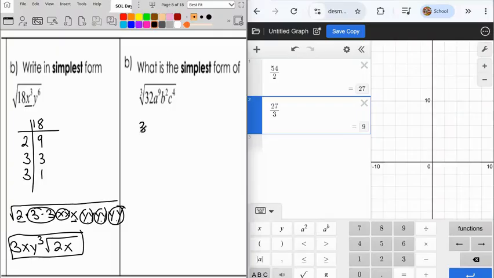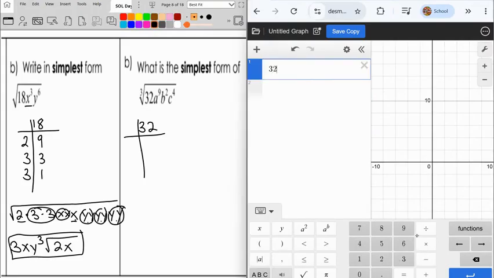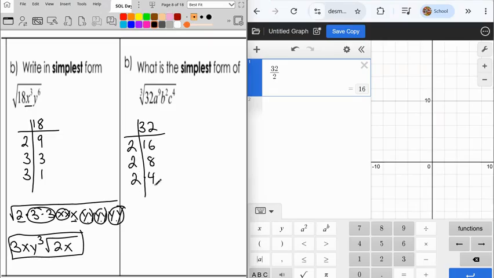Okay, we have a cube root with a few more variables here. We still do the same process, the factor tree of 32. So let's see, 32 divided by 2 is 16. 16 divided by 2 is 8. 8 divided by 2 is 4. 4 divided by 2 is 2. And 2 divided by 2 is 1. So we're going to stop.